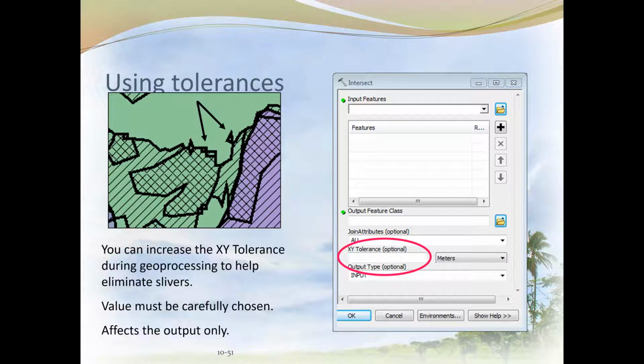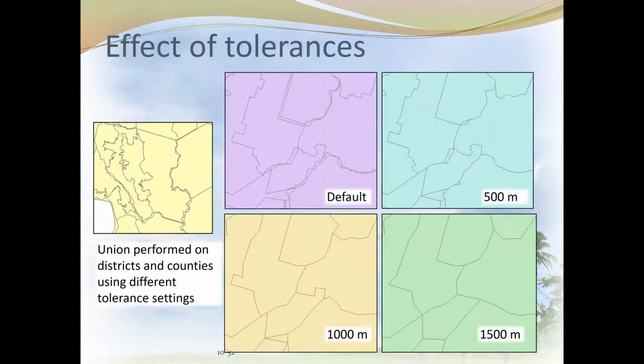It is impossible to avoid this impact, so users should be aware of what is happening and have realistic expectations for the spatial accuracy included in the metadata for the final output. So the effects of tolerance can be seen as we perform a union on districts and counties using different tolerance settings.